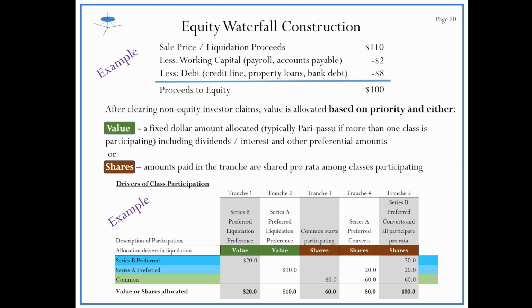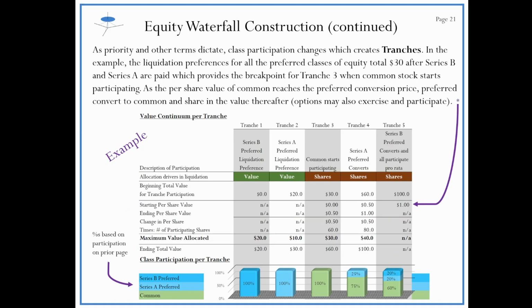To understand the flow, I've presented a shortened version of a typical allocation in an asset sale. Any proceeds first go to pay off outstanding working capital claims and term or bank debt. The remainder goes through the equity waterfall. The waterfall is driven by priority and 2 types of payout, those based on value and those based on shares. Value-based payouts include the fixed dollar liquidation preference, accumulated interest, or dividends, or other preferential amounts like milestone or threshold-based kickers. Share-based tranches reflect pro rata participation in tranches typically driven by the change in the per share values for common or common equivalent as preferred converts or options exercise.